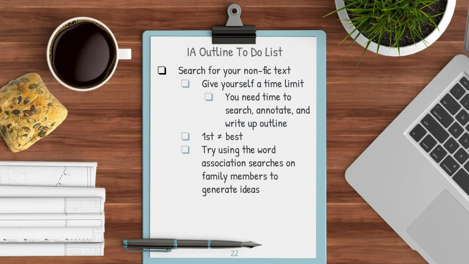I also would suggest that you try using the word association search on your family members to also generate ideas. They may think of something, like an international film that they saw before, or an interview on NPR that they heard, etc. And so you might say, hey, mom, or hey, dad, or to your brother or sister or whomever, your aunt, what do you think of when I say education, brainwashing, interview? And they may surprise you. They may think of something that you could end up using yourself.